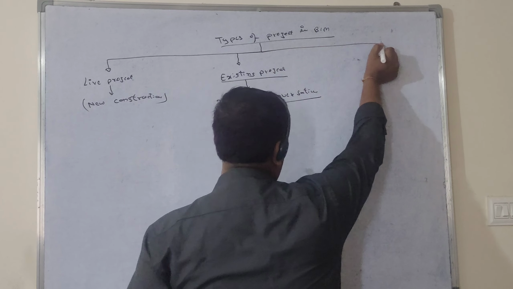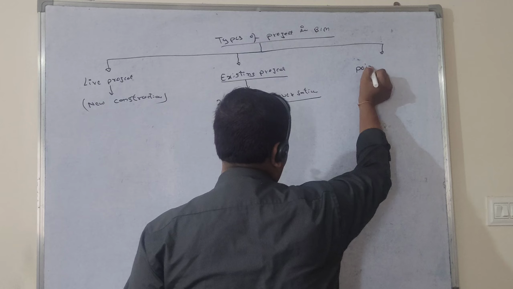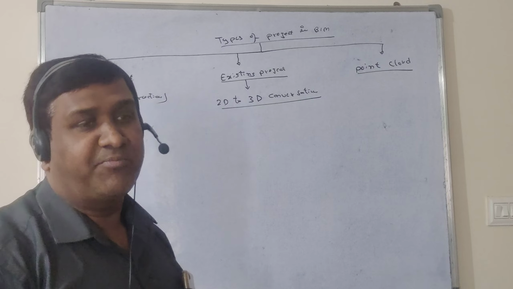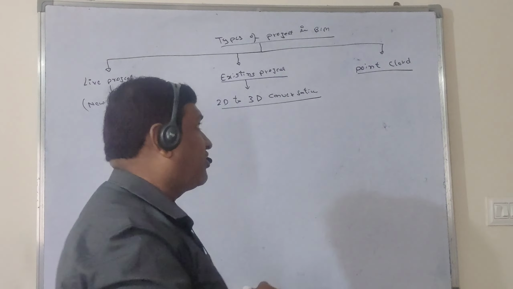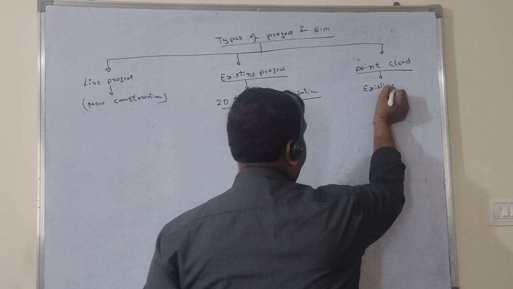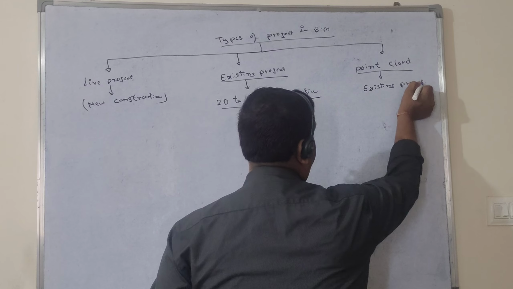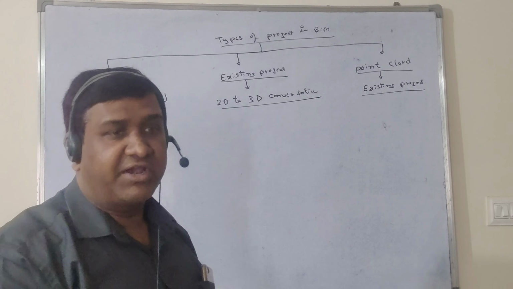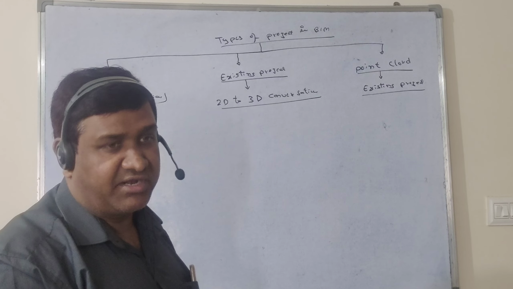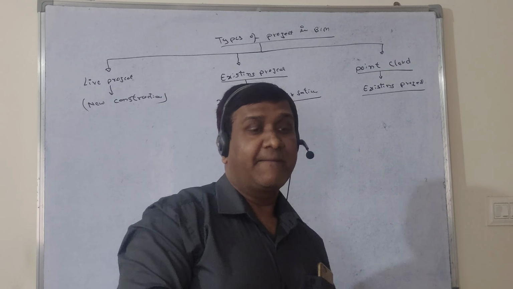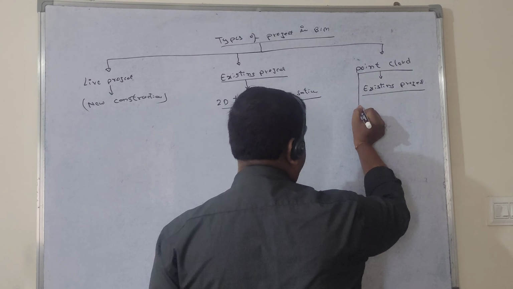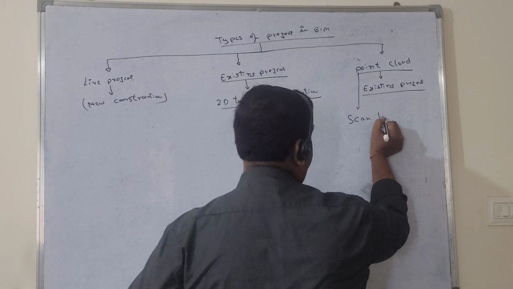One more project type we are working on in the market is point cloud. Have you heard this word, point cloud? This is also one type of project we work on. This point cloud project is also an existing project, because the building has already been done, but we are working on point cloud projects. What is point cloud? Do you have any idea about it? No, I think. Point cloud is nothing but scanning. We call it scan to BIM.